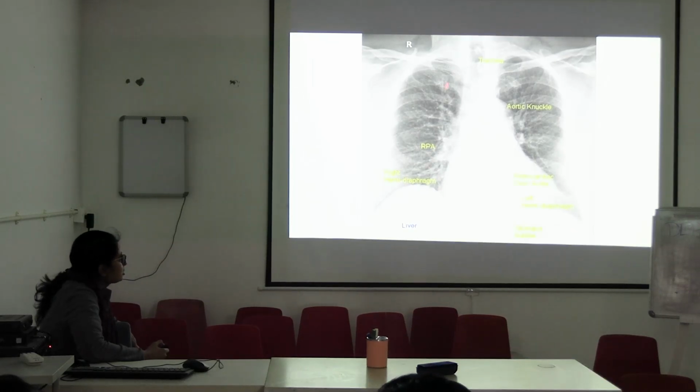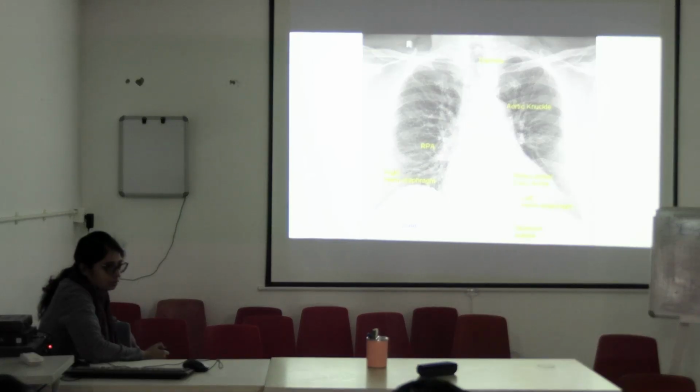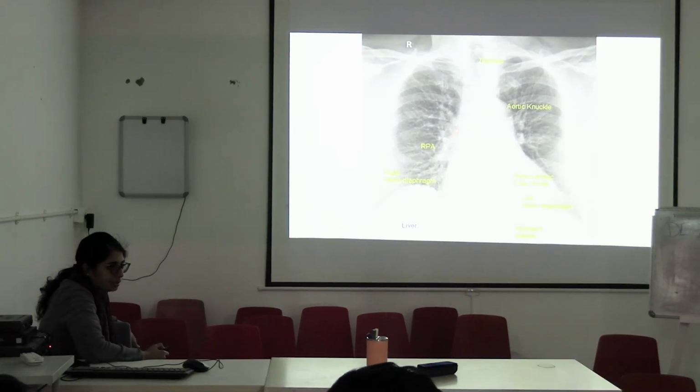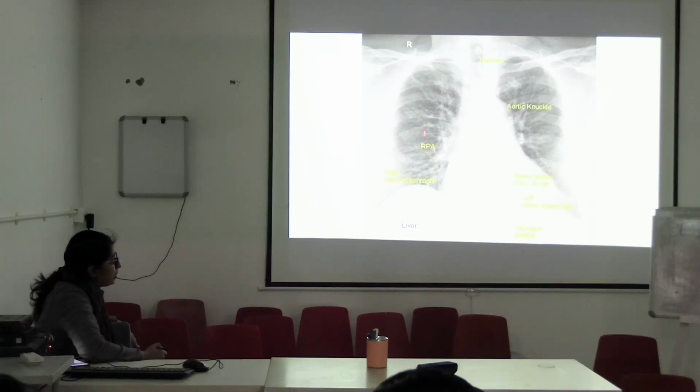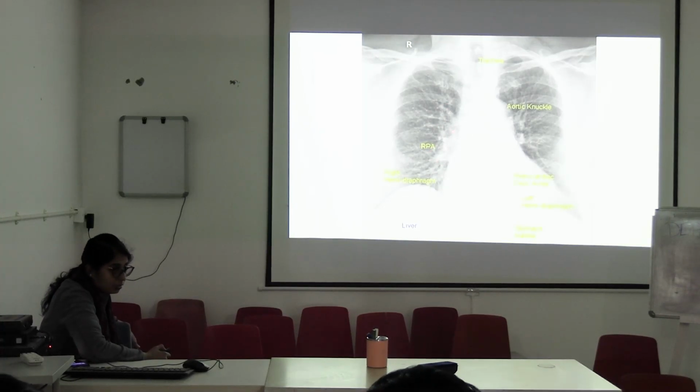So the main structures which you will have to look at are the lung shadows, the pulmonary area and the cardiac shadow, the cardiac area, as well as you will have to comment on the position, whether the X-ray is in central position, whether there is any rotation in the film, as well as the exposure, whether the exposure is normal. Okay. So what are those terms? Let's see.